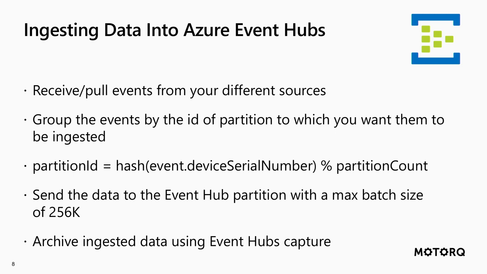Device serial number is one of the fields in my events, and then I'm computing the modulo based on the EventHub partition count. To maximize write throughput, you need to send the messages in batches. The maximum batch size is 256K. So if your message size is 1 KB, then at maximum you can send around 200 messages. The rest of the size will be used for sending some metadata.